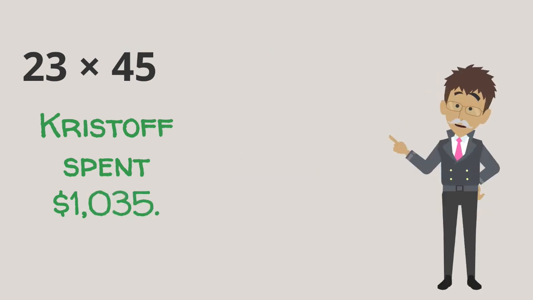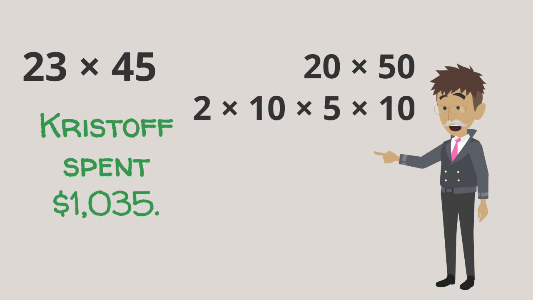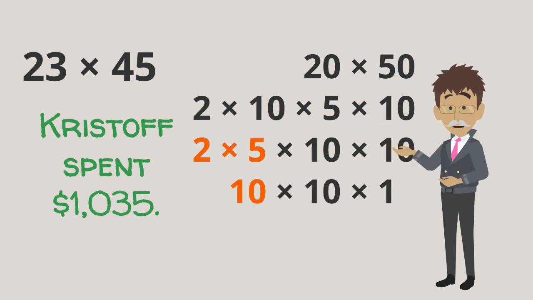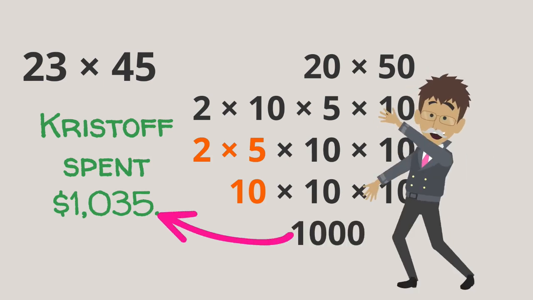A test of reasonableness for this problem could be multiplying 20 by 50. This is the same as saying 2 times 10 times 5 times 10. The commutative property shows that this is the same as 2 times 5 times 10 times 10. 2 times 5 is 10, and 10 times 10 times 10 is 1,000. Our answer is close enough to 1,000 to be reasonable.